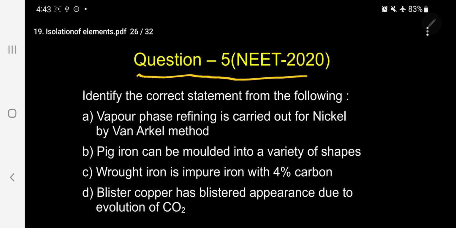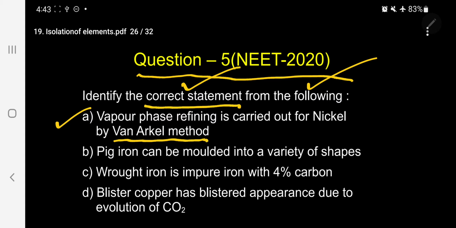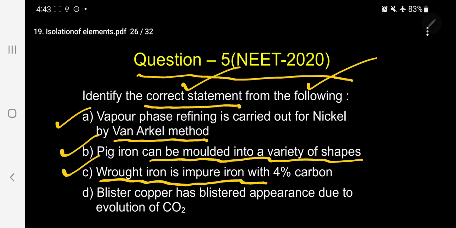Question number 5, it was asked in NEET 2020. Identify the correct statement from the following. Let me read the question. A. Vapor phase refining is carried out for nickel by the Mond process. B. Pig iron can be molded into a variety of shapes. C. Wrought iron is impure iron with 4% carbon. D. Blister copper has a blistered appearance due to evolution of carbon dioxide.